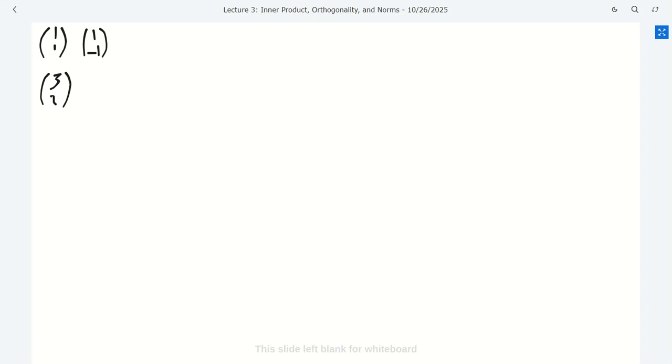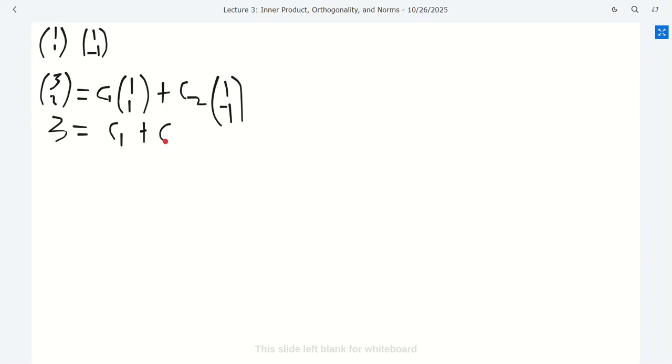All right, so yes, it's orthogonal. By looking at it, when you find the inner product, you get 0. All right, so let's try to express it. Now, if you are expressing this as a linear combination, you will get C1 times 1, 1, like this, right? Then C2 times 1, negative 1. This is what we get. Now, here you end up getting a system of linear equations where we get 3 is equal to C1 plus C2.